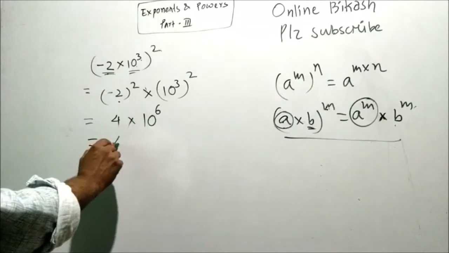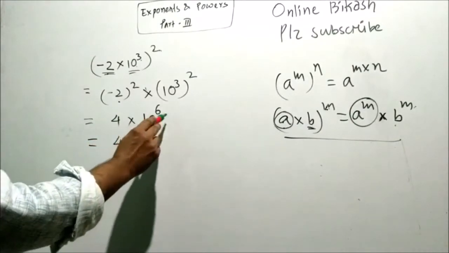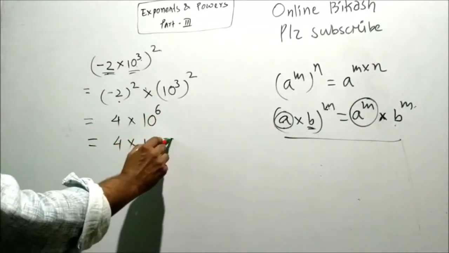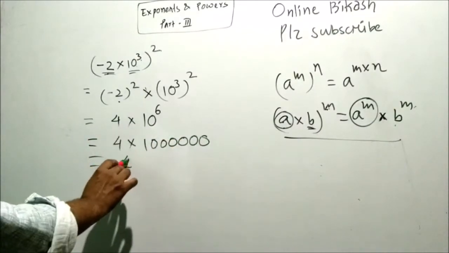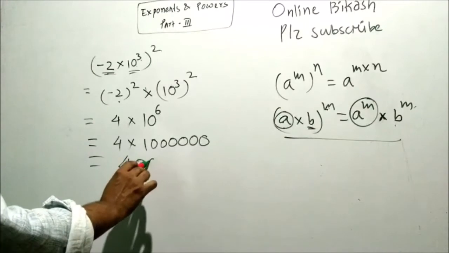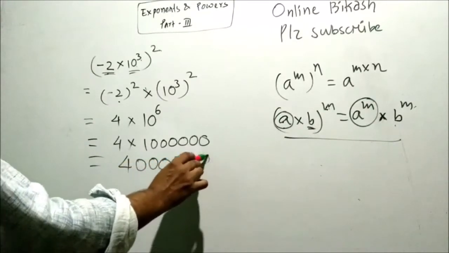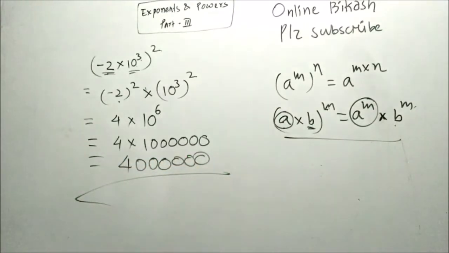It actually means 4 into 1 followed by how many zeros? 6 zeros. 1, 2, 3, 4, 5, 6. So in total the answer is 4 followed by 6 zeros. 1, 2, 3, 4, 5, 6. So this is your answer.